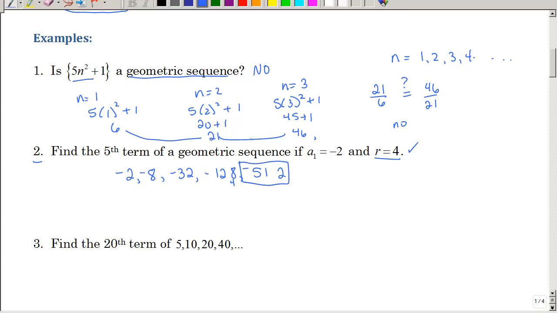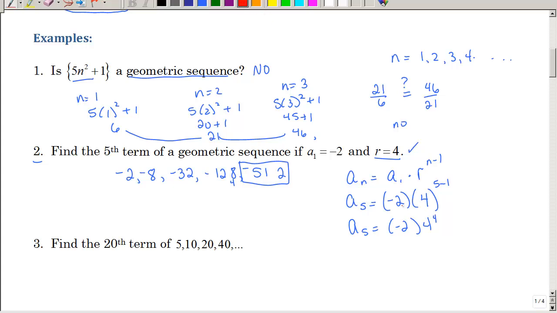Now that's not too bad because they just asked for the fifth term. But what if they asked for the 50th term? That might be cumbersome. So let's see if we get the same answer by using our formula. Our nth term formula is A1 times R to the n minus 1 power. So I want the fifth term. A1 is -2, R is 4, to the 5 minus 1 power. So -2 times 4 to the 4th power.